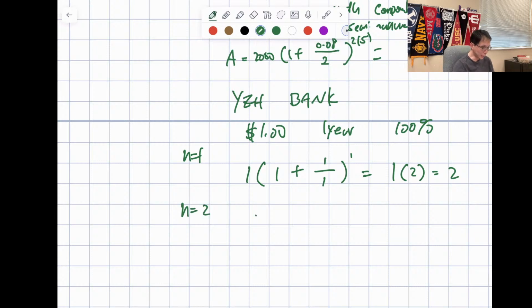N equal to 2. Then it's going to be 1 plus... Well, if you compound twice a year, you cannot charge 100% interest rate. So that means the 1 needs to be divided by 2, because that becomes a 50% interest rate. Does that make sense? 1 divided by 2 becomes 0.5, a 50% interest rate, and you can only compound for 1 year. In this case, this is going to be 1 times 1.5 to the 2, so it'd be 2.25.